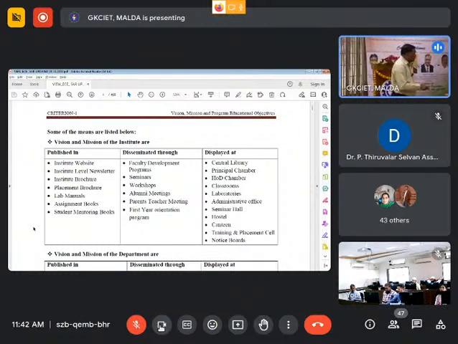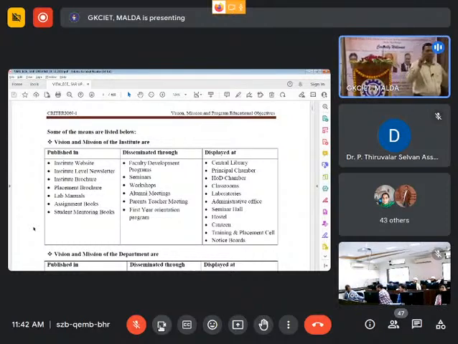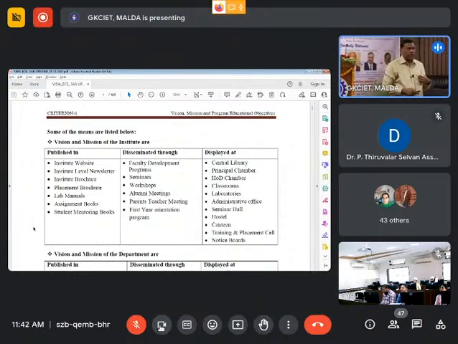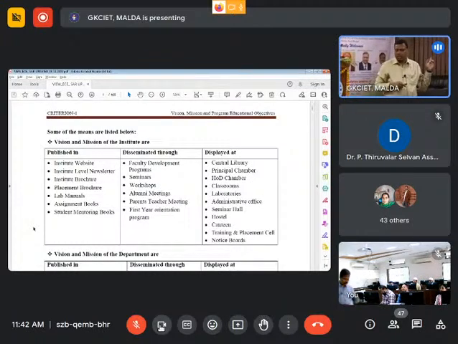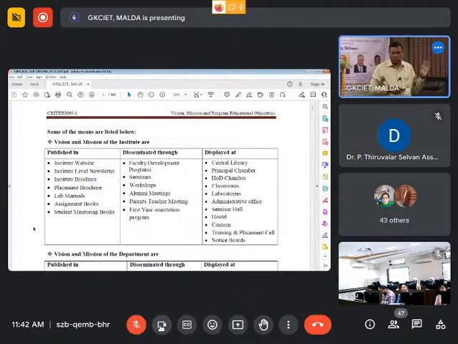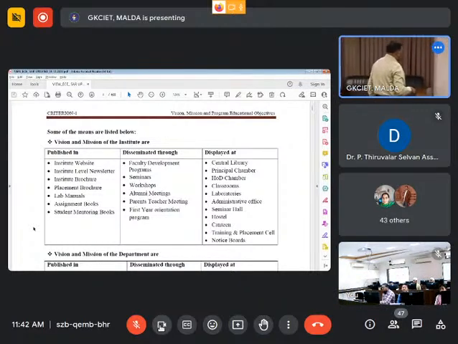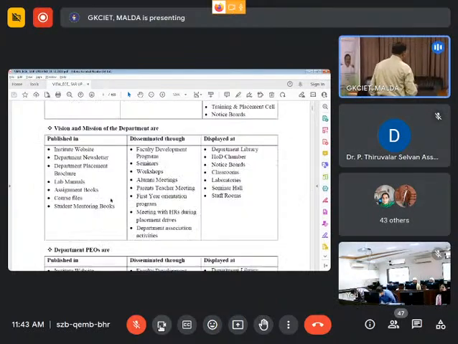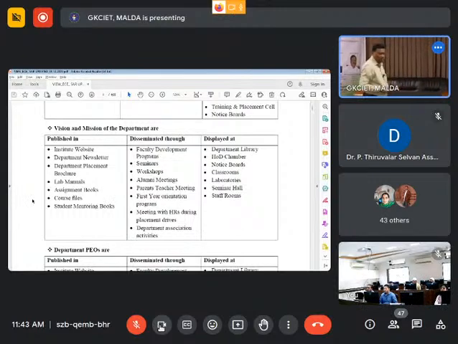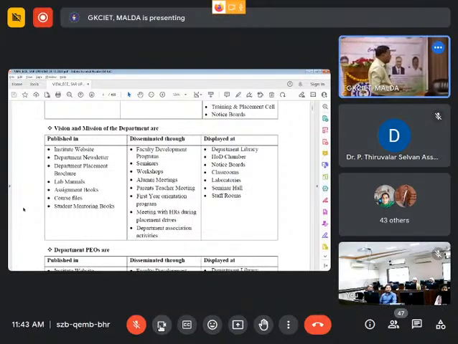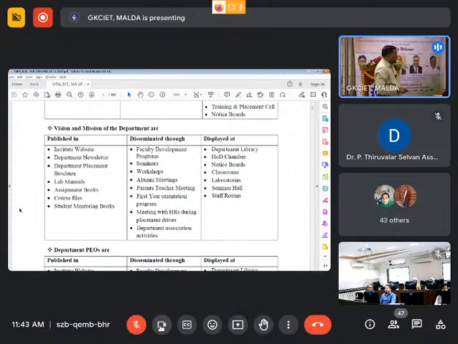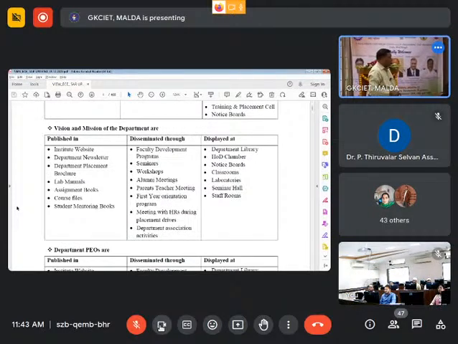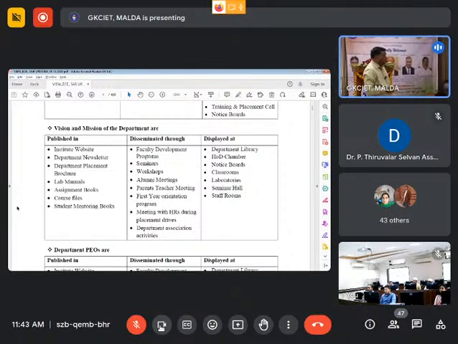Now, for example, in the central library they are saying our vision mission is displayed. When the visiting team goes and finds it is not there, they will tell you that your claim is not correct. But it is very systematically shown. Similarly, for the vision mission of the department they also have a claim where they have displayed it: department library, HOD chamber, notice board, classroom, laboratory, seminar hall, staff room. All these places they are claiming.